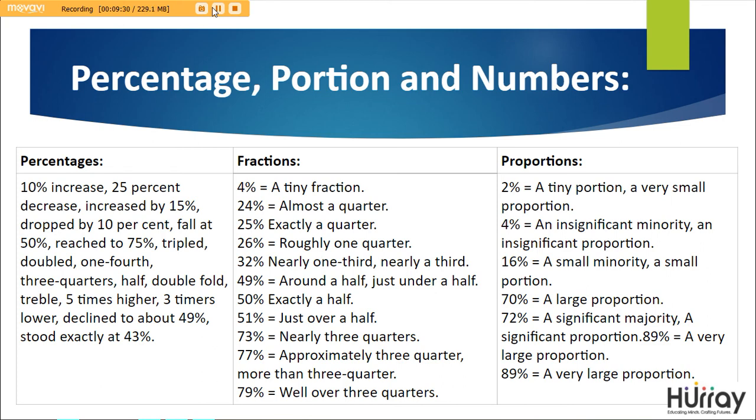And describing proportions, once again, if you've been given percentages, especially in a pie chart, you could say a tiny portion, a very small portion, if it is just 2%. 4% would be an insignificant minority or an insignificant proportion, 16% could be a small minority, a small portion, and so on and so forth.